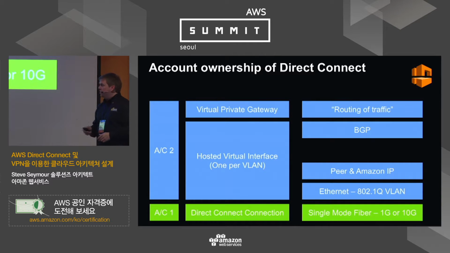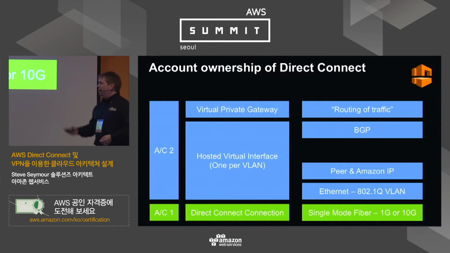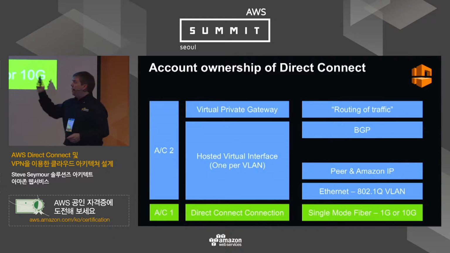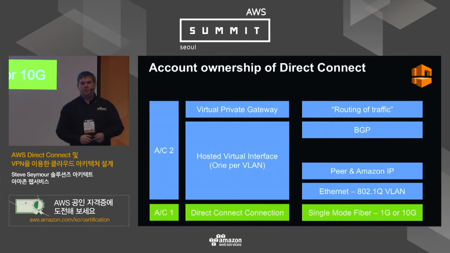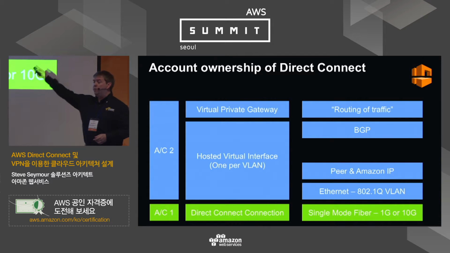Back to this chart. We still have the connection here at the bottom, but this is illustrating that you can take a single Direct Connect connection in one account and share it with all of your other AWS accounts. So when you create a virtual interface and share it to another account, it's called a hosted virtual interface. Still all of the same configuration, but now you can use it in two different accounts.